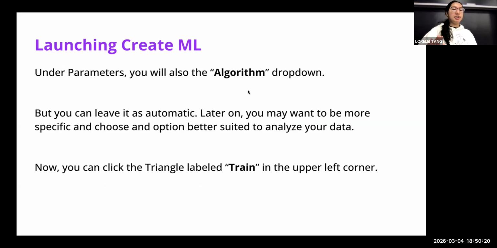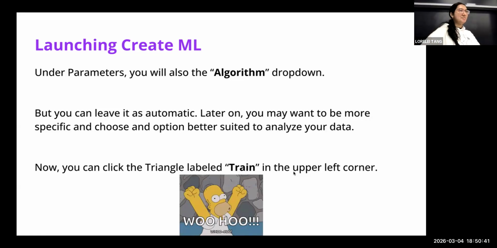You can leave it as automatic, especially now as a beginner. But later you can change the algorithm type based on your data and make it better suited. You'll see types like linear regression, all that type of stuff. But automatic will guess what's the best type for your data, which is good enough for now. And then you can just train it.